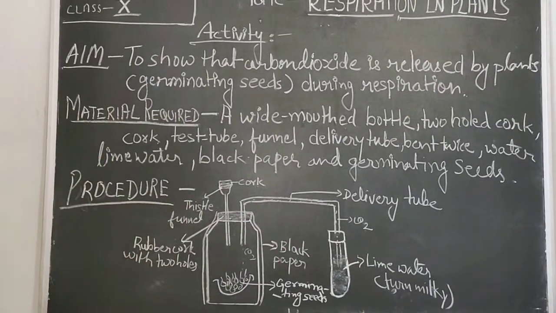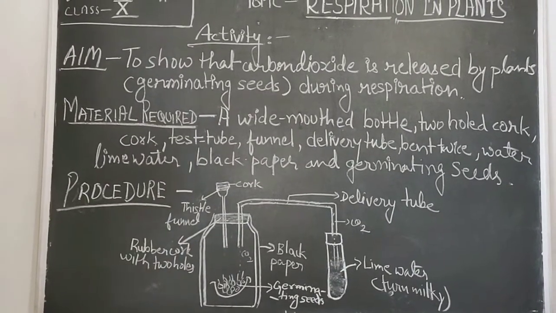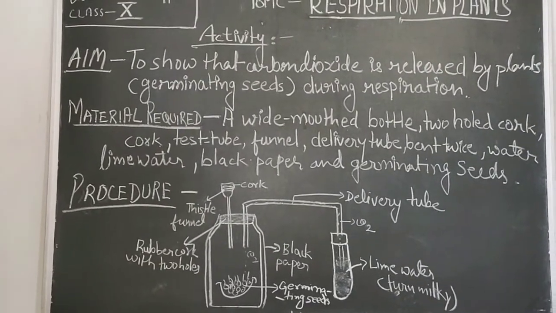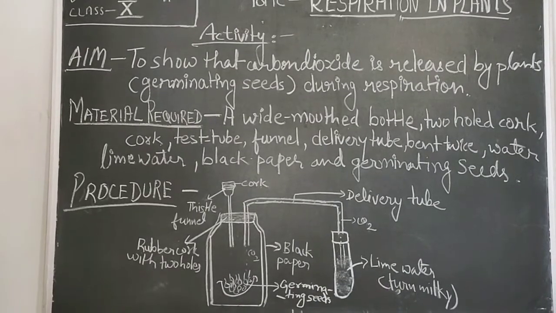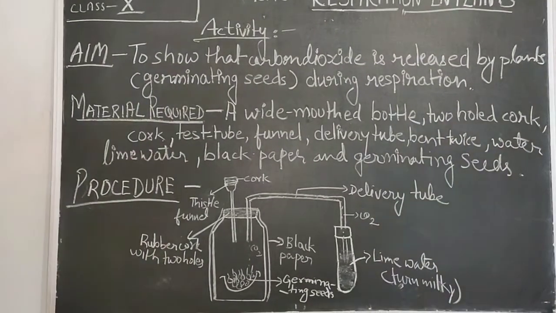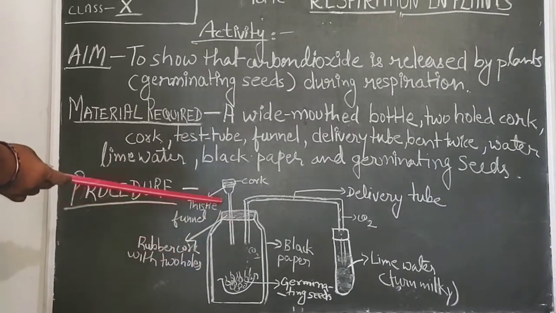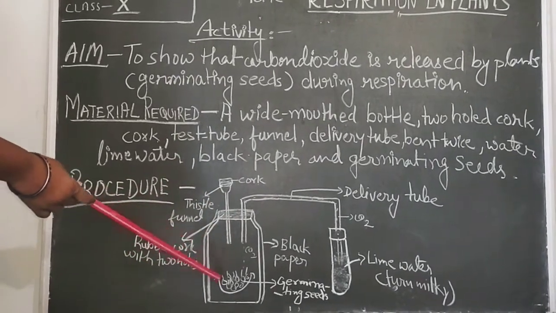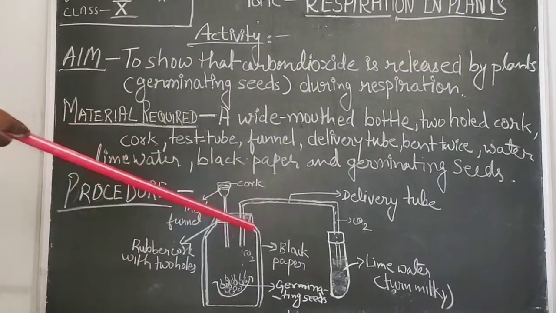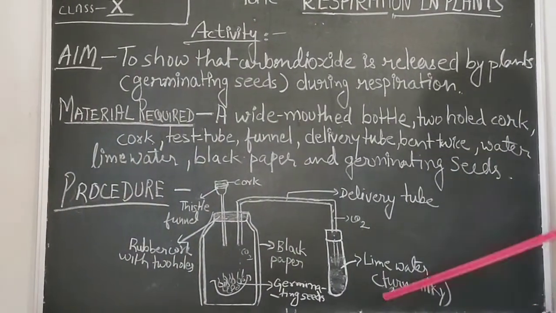Students, thirdly, we will open the cork of the funnel and slowly pour the water into the bottle till it becomes full, and then the air from here is displaced through the test tube. Now what we will observe is that the germinating seed is doing respiration, it takes in oxygen of that bottle and releases carbon dioxide. This carbon dioxide moves through the delivery tube and goes into the lime water. Then the lime water turns milky.